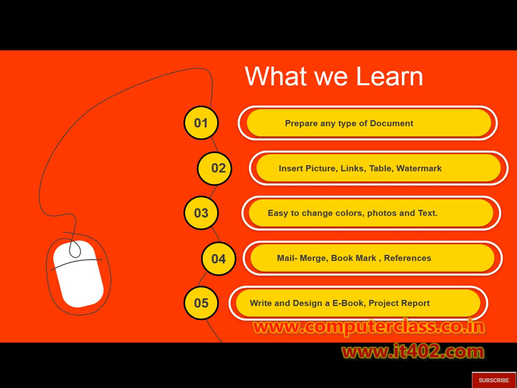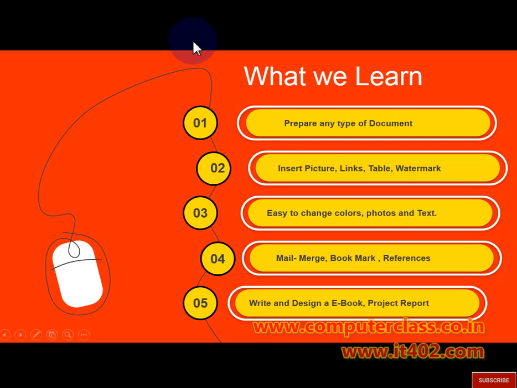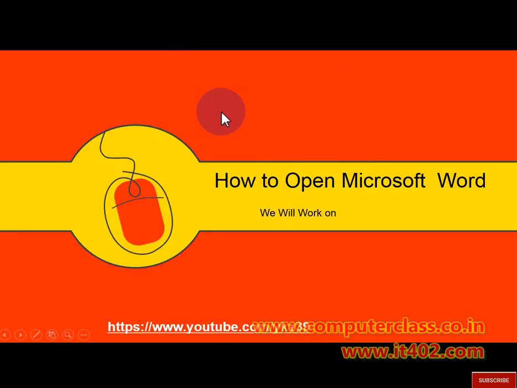Next, what you will be able to do after learning Microsoft Word. You can prepare any type of document, insert anything in your document, and do formatting. You can use advanced options like mail merge, bookmarks and references, and you can design anything like an ebook or a project report. Whatever you want to do with your document, you will be able to do. The last question is how we can open Microsoft Word on our computer. We will do this in the next tutorial. Thank you.